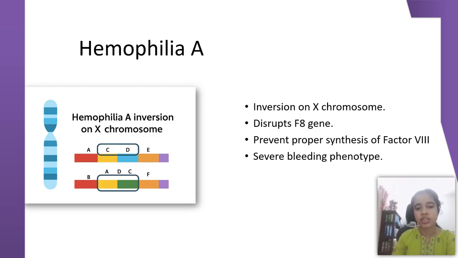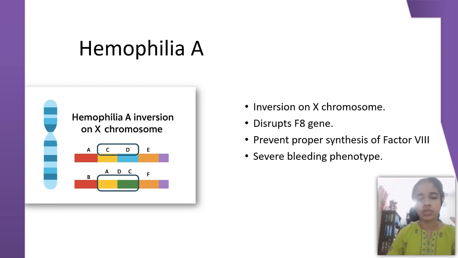Because it's an X-linked recessive condition, boys have only one X chromosome. They have X and Y, right? So they show the disease more profoundly than girls. Girls are often carriers because they have one more X chromosome. Boys only have one X chromosome, so if that single X carries this particular mutation, the body can't make enough factor 8.